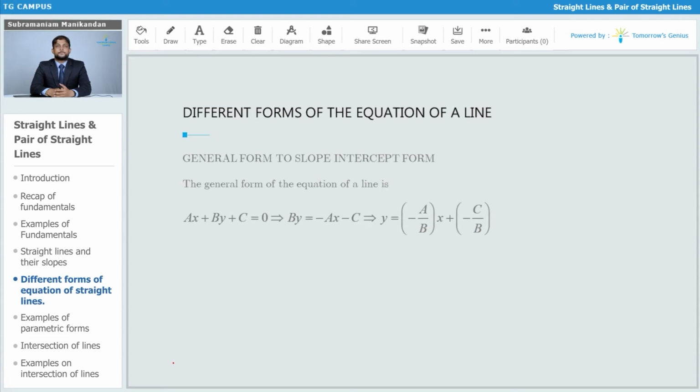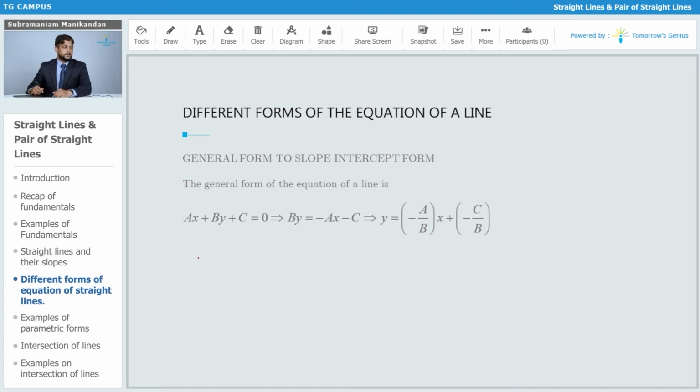If we are given the general equation of a straight line, ax plus by plus c is equal to 0, then after some algebraic rearrangement we get y is equal to minus a upon b x plus minus c upon b, where the x is multiplied by minus a upon b. So if we are given the general equation, we can quickly convert it to the slope-intercept form and find out the y-intercept as well as the slope of the line.